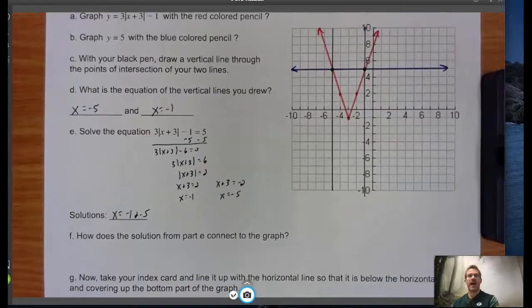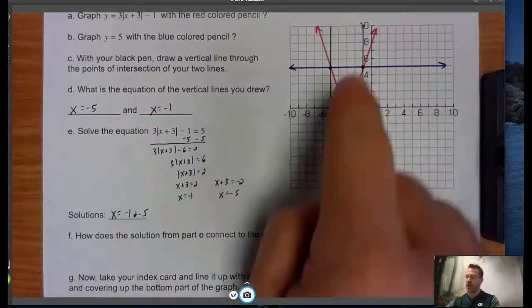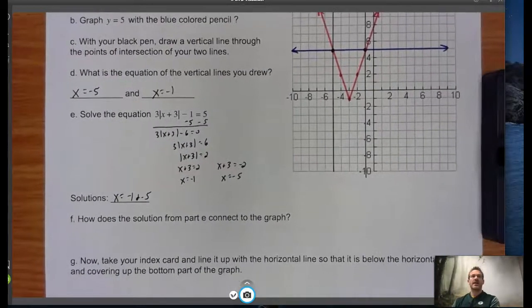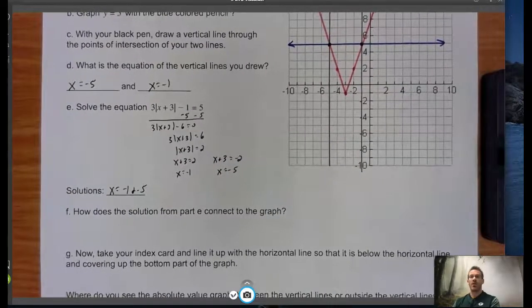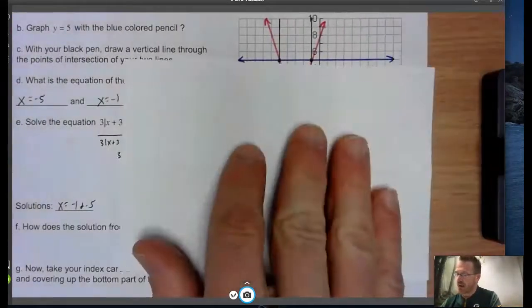Now let's move on and do this part together. So how does the solution from part E connect to the graph? I just answered that. That's the x values where they're equal, much in the same manner that we talked about with our linear equations. Now on part G, take an index card and line it up with the horizontal line so that it's below the horizontal line and covering up the bottom part of the graph. I'm going to do that right there.